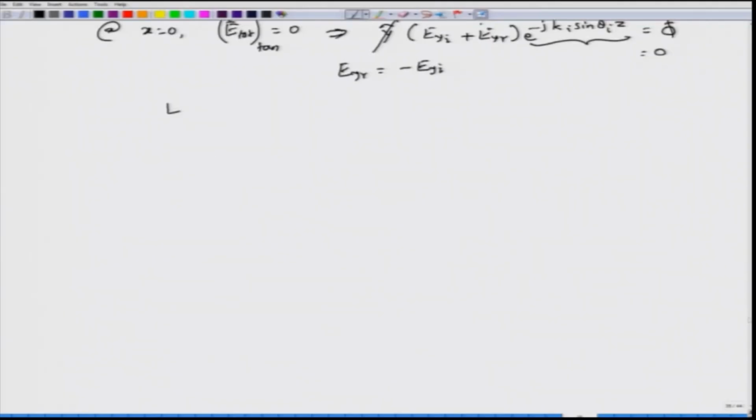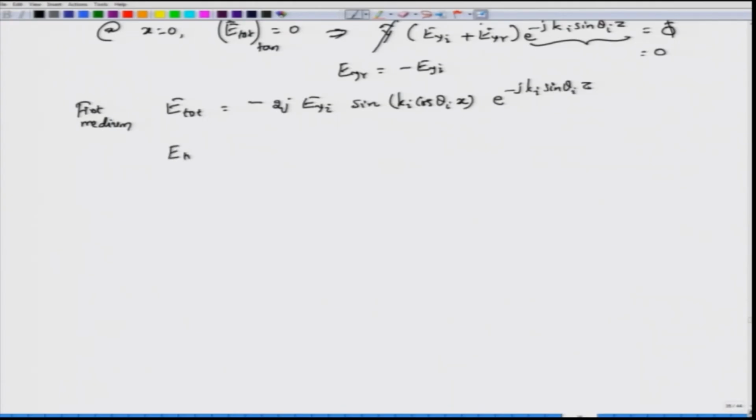The total electric field that I have will be in the y direction. So, I am not going to indicate the direction of this one, and simply write this as E total. This is in the first medium. This is important, this is in the first medium that I am considering. So, this will be equal to, you can show, minus 2j E_yi sin(k_i cos θ_i x) times e^(-j k_i sin θ_i z). This is the phasor form of the electric field.